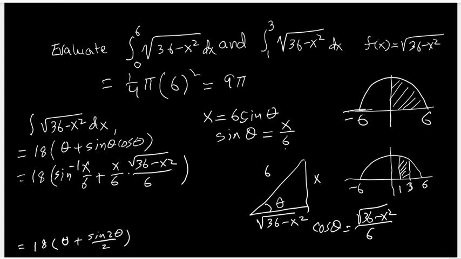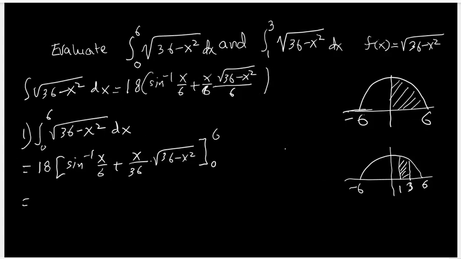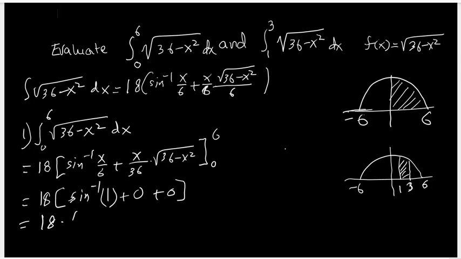Now I need to take cases, the first case and the second case. The first case is the integral from 0 to 6, so we put the limits 0 to 6. When I replace x with 6, I get sine inverse 1, and the other term goes to 0. When I plug in 0, everything goes to 0. Sine inverse 1 is pi by 2, because sine pi by 2 is 1. So you get 18 times pi over 2, that's 9 pi. As we saw using high school geometry, we got the area of the quarter of the circle, which is 9 pi.